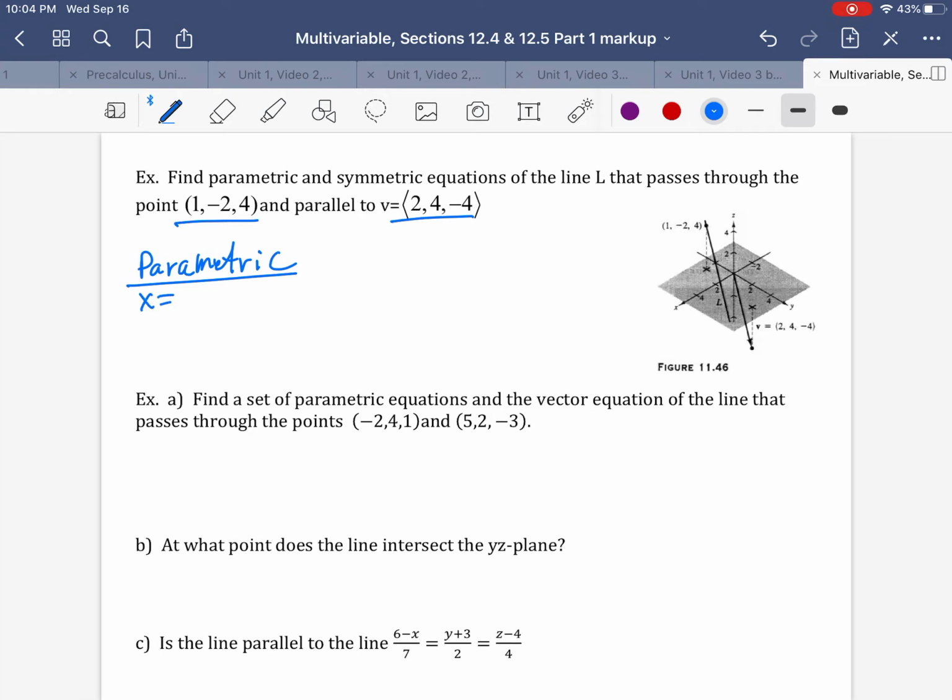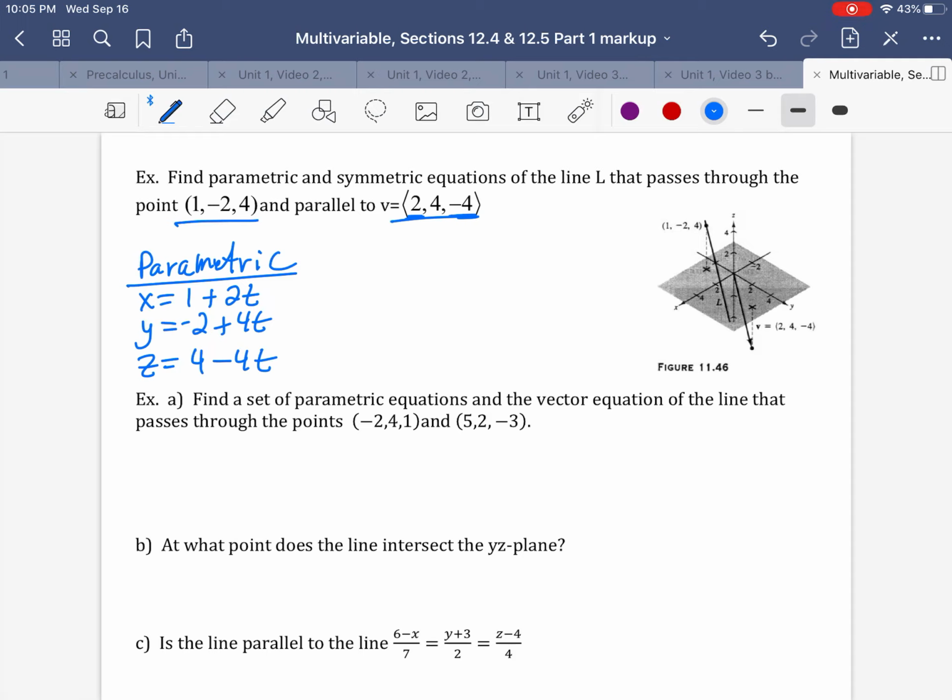So x equals, well, my point starts off with 1, so I do 1. My direction in the x direction is 2, so plus 2t. And then y equals, I have negative 2 for my y value, and then plus 4t. And then z equals, I have 4, and the z direction here is negative 4, so I'll put negative 4t. So this is my direction. This is the parametric form of my line.